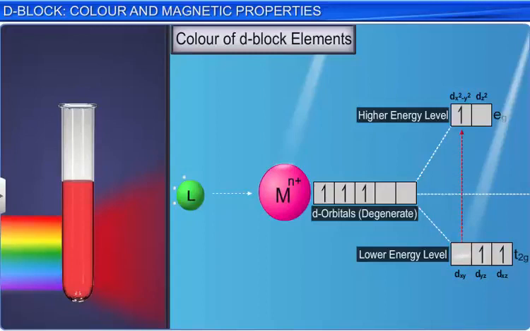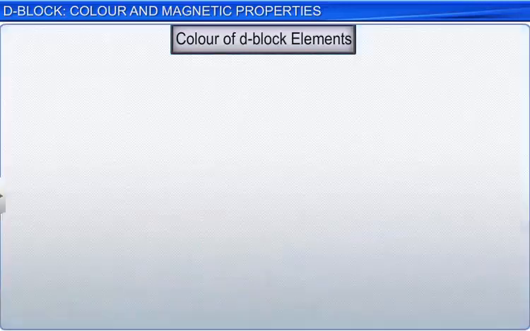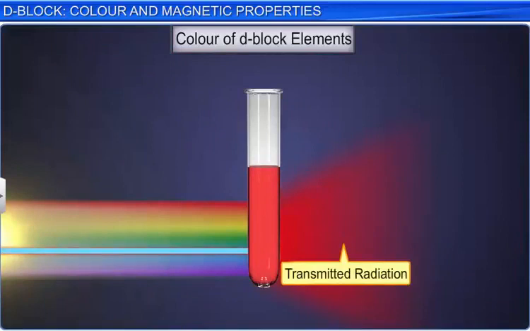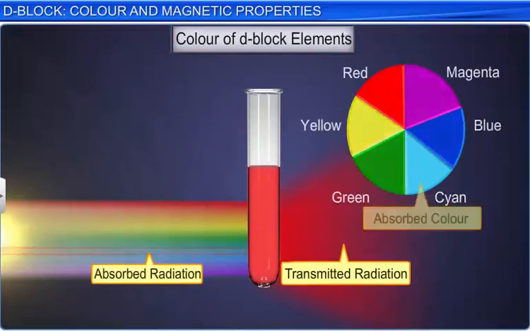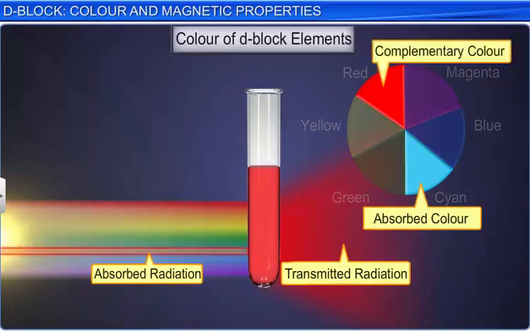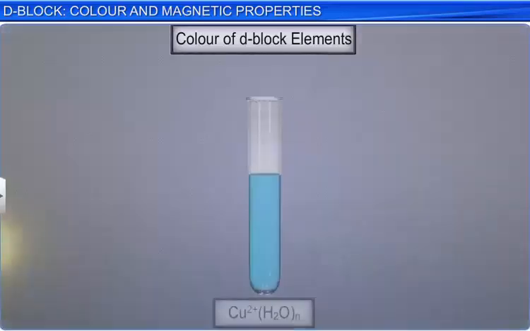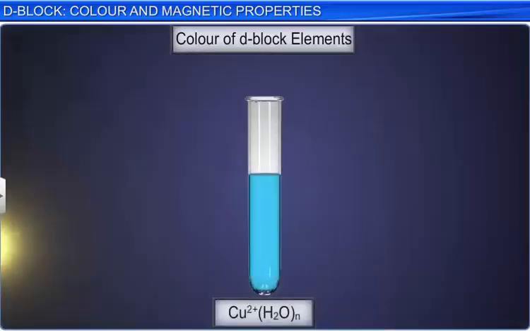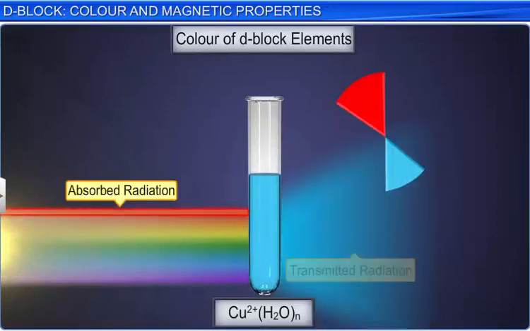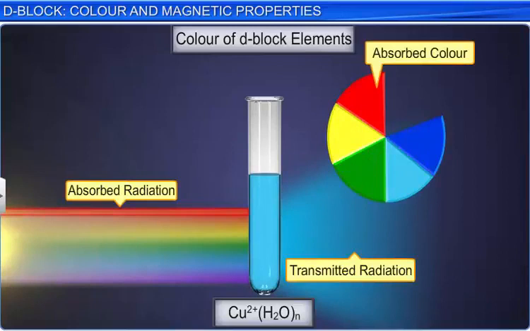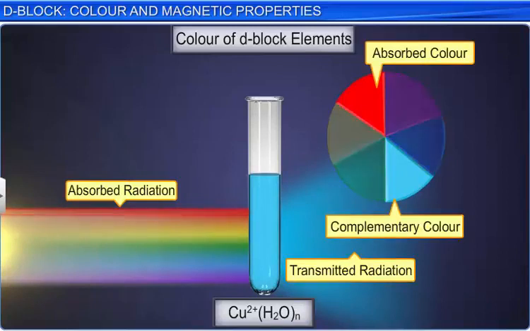The transmitted radiation, devoid of the absorbed radiations, is the complementary color of the absorbed light. For example, hydrated Cu2+ ions absorb radiation of wavelengths corresponding to red light and transmit its complementary color, blue. The colors of some hydrated ions of the 3d series of elements are given.